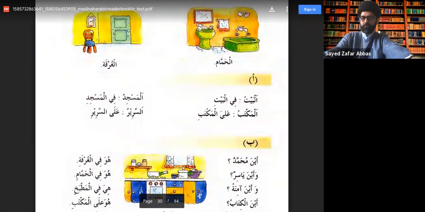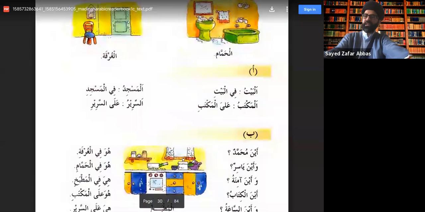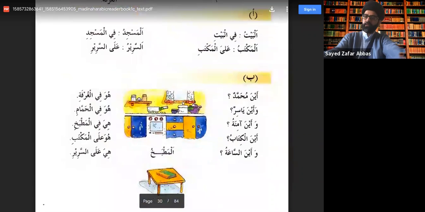Al-maktabu, which we already know is desk. Alal maktabi, on top of the table, on top of the desk. As-sariru, the bed. Ala sarire, on top of the bed.